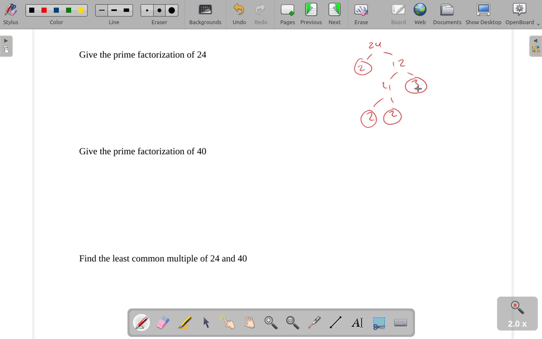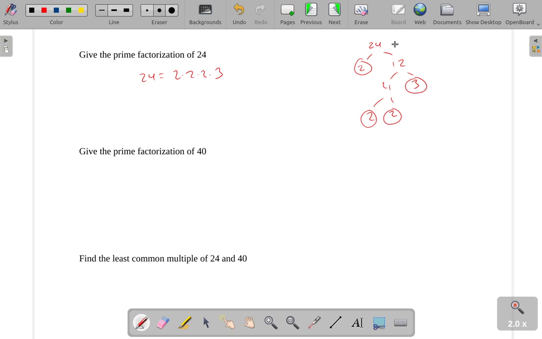And if I look at all of them together, then 24 is equal to 2 times 2 times 2 times 3. So there's 1, 2, 3 2's, and then a 3. That's one way to write out the prime factorization. I'm not the biggest fan of doing a factor tree all the time, because it takes up a bunch of extra space on the paper.